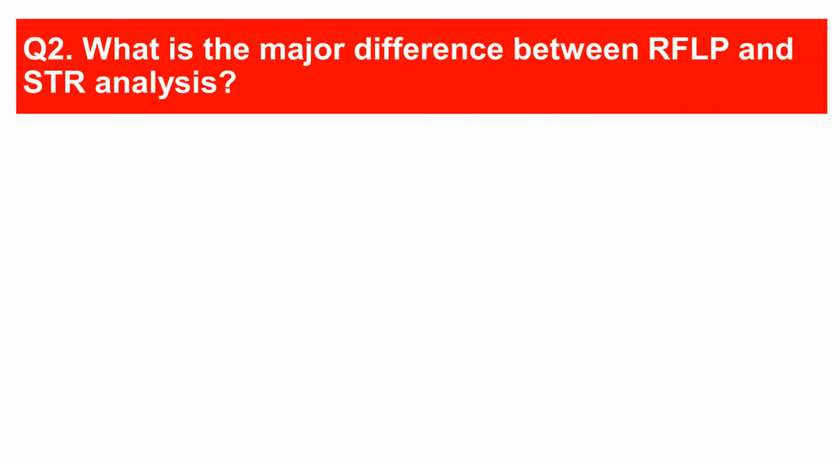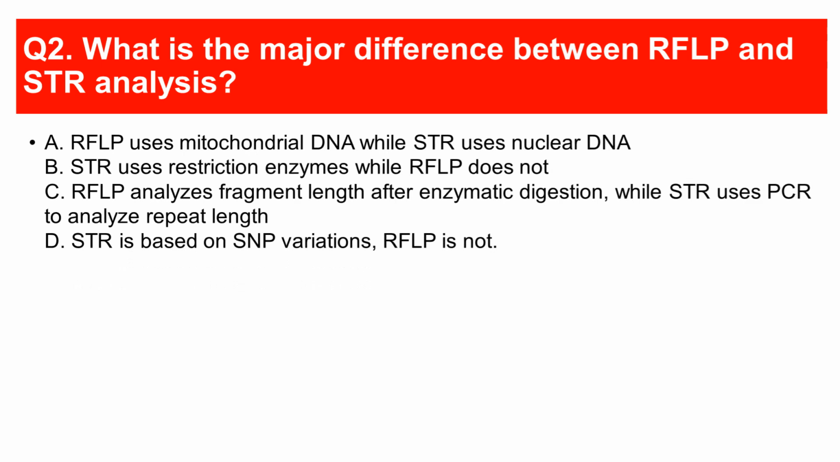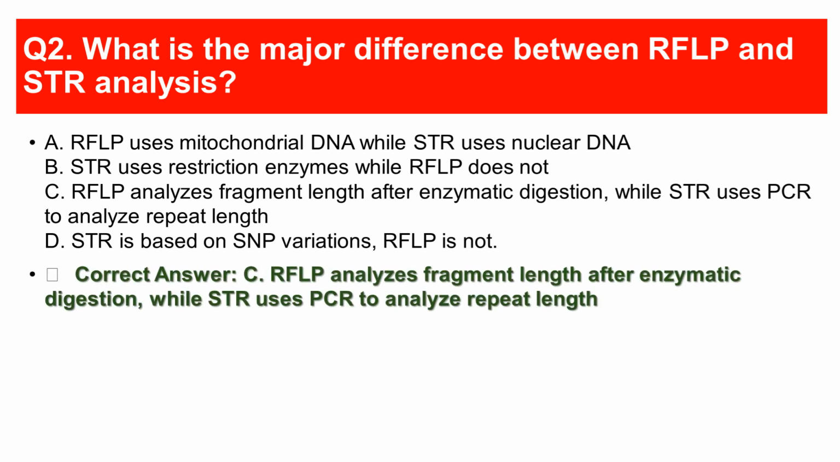Q2. What is the major difference between RFLP and STR analysis? A. RFLP uses mitochondrial DNA while STR uses nuclear DNA. B. STR uses restriction enzymes while RFLP does not. C. RFLP analyzes fragment length after enzymatic digestion, while STR uses PCR to analyze repeat length. D. STR is based on SNP variations, RFLP is not.